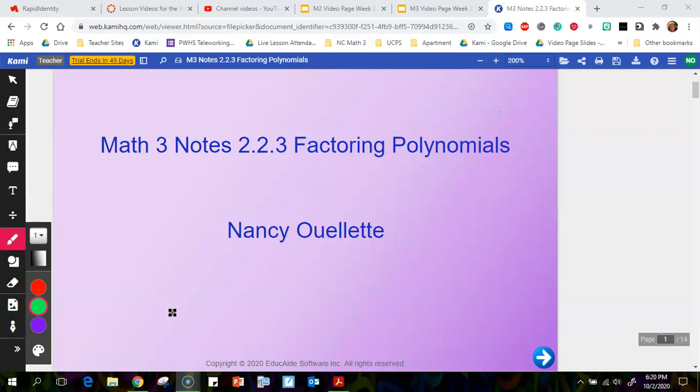When we start doing rational functions, you've got to know how to factor your polynomials in order to simplify the function and graph it, or look at the properties or whatever. So it is important that you get this lesson and that you understand it.